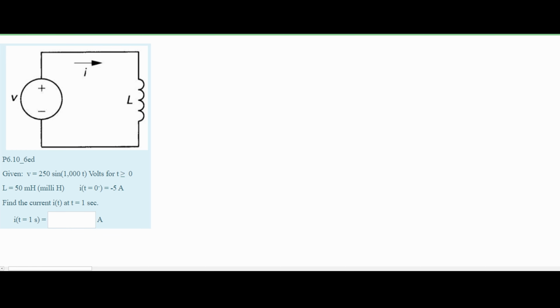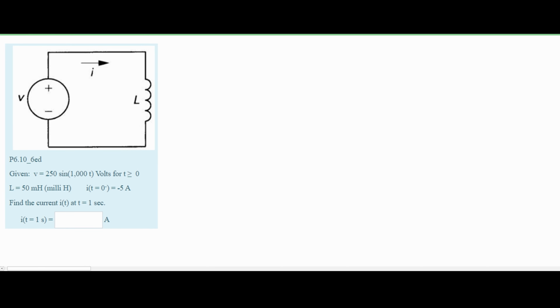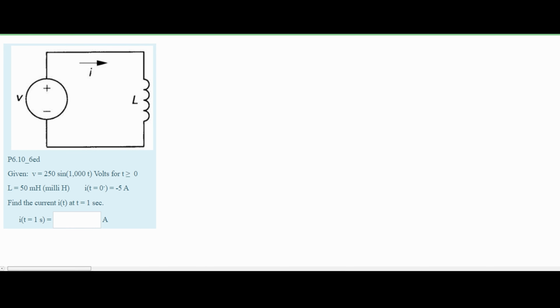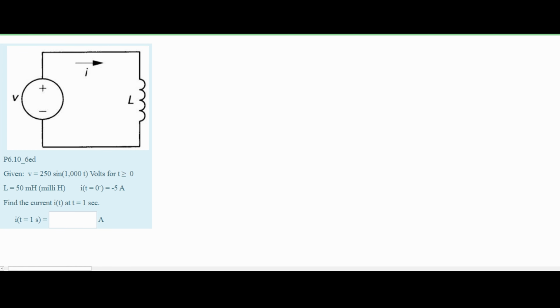In this problem, we're given the following circuit diagram. We're also given voltage for t is greater than or equal to 0. We are given the inductance, which is 50 millihenries. And then we are also given the current, which is I at t equals 0, so at the initial time is negative 5 amps. We need to find the current after 1 second.